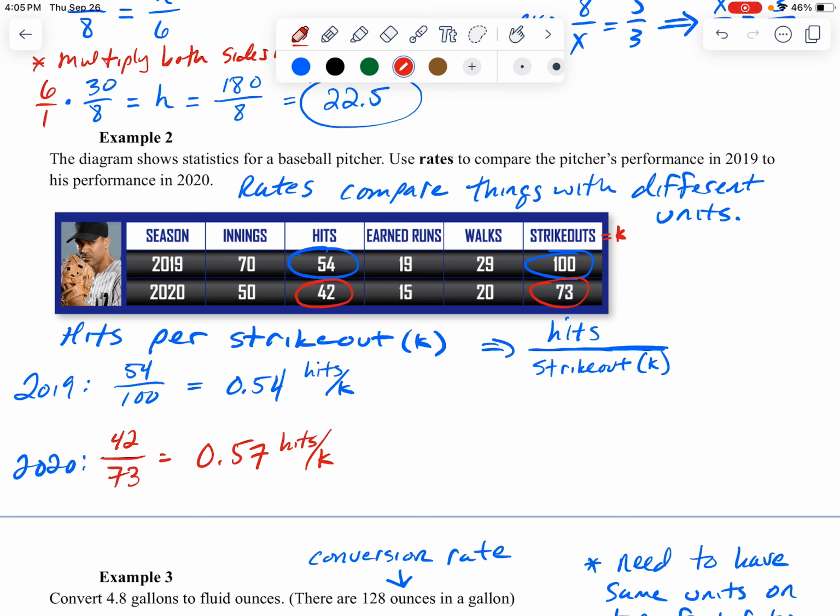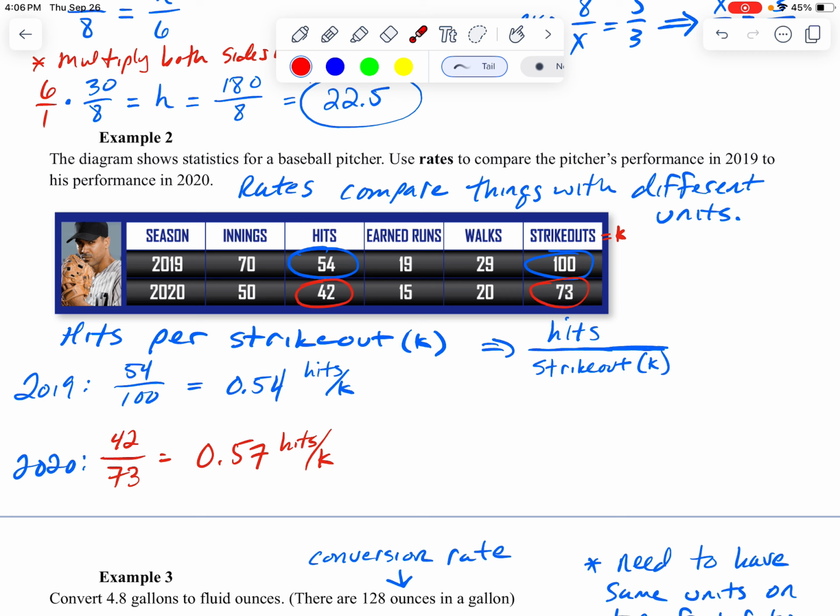Okay, so the question is, which one is better? Obviously, these are pretty close. In 2019, he gave up 0.54 hits for every one strikeout, and in 2020, he gave up 0.57 hits per strikeout. You have to know a little bit about baseball to know which one is better. Pitchers don't want to give up hits, and they do want strikeouts. So the lower number would be better. This would be giving up fewer hits compared to the number of strikeouts.